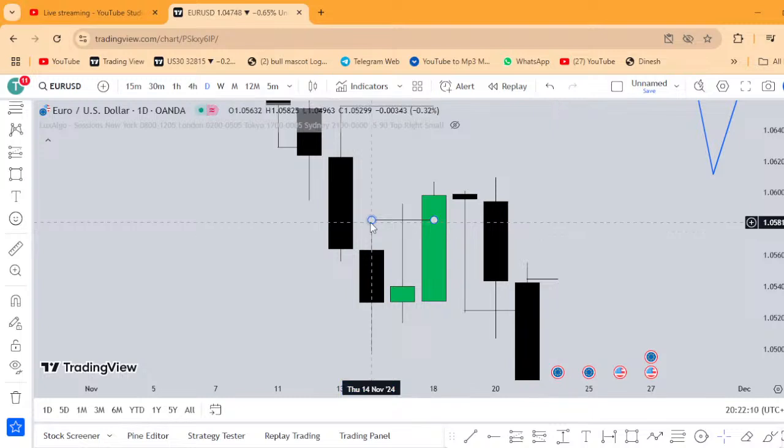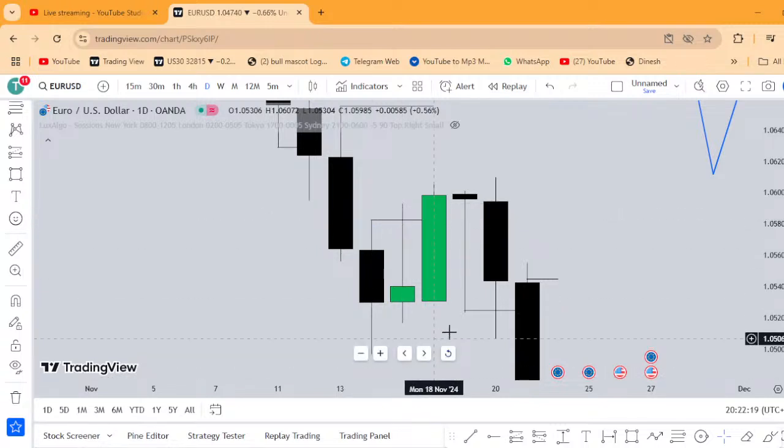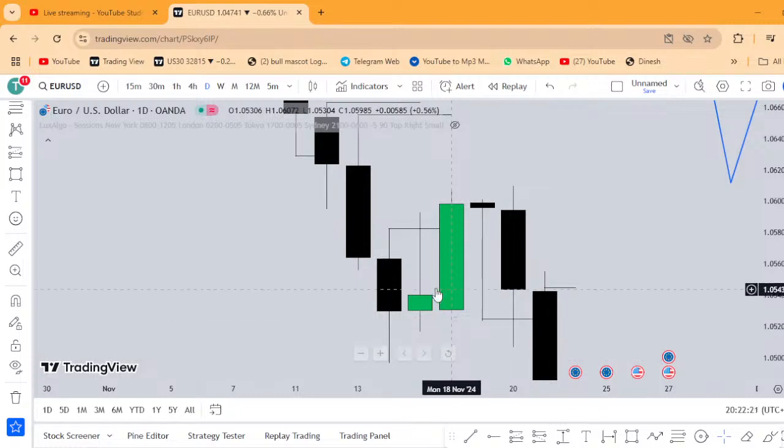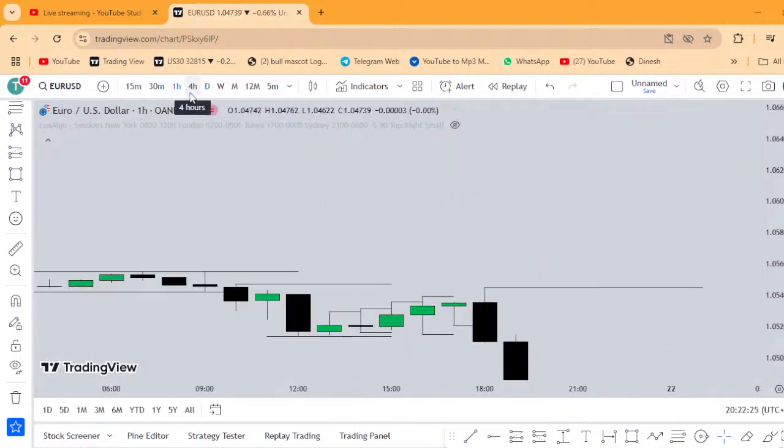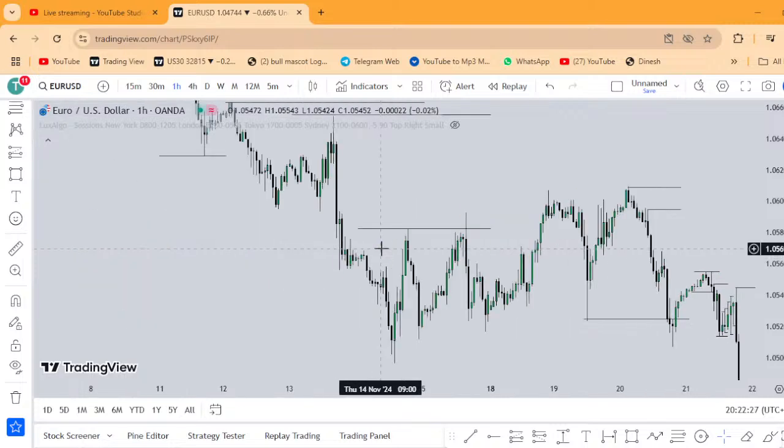So what do we want to do now? We want price to rally up and then mitigate this high. After sweeping this high, we can now say we want to continue going down. We want price to do what? We now go to the 1 hour chart. So this is the scenario that happened there.